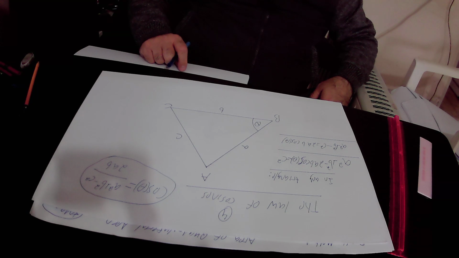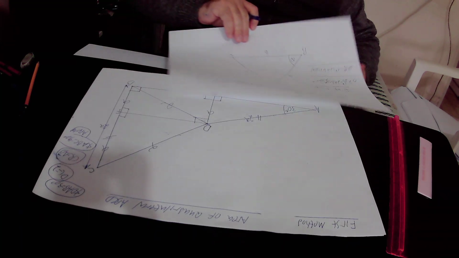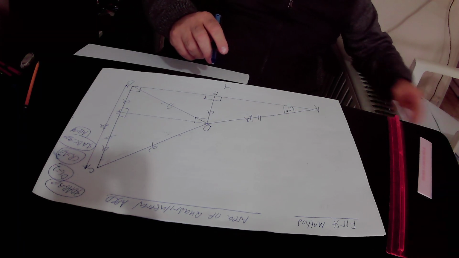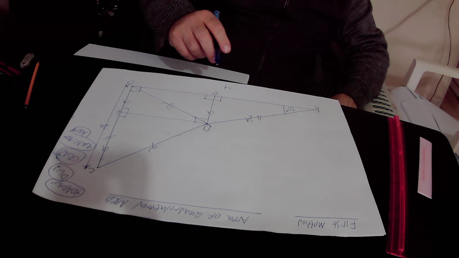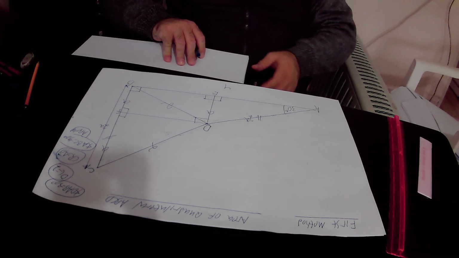Okay, so we can implement the law of cosines in our triangle ADB. So I will copy triangle ADB in a new page, and we will implement the law of cosines in this triangle ADB.